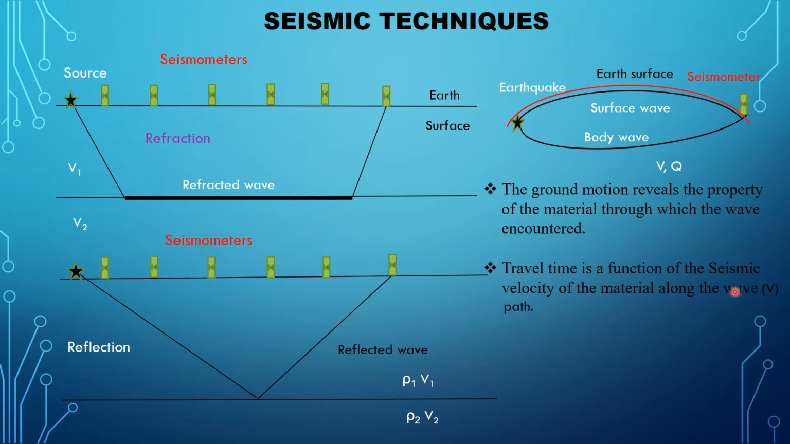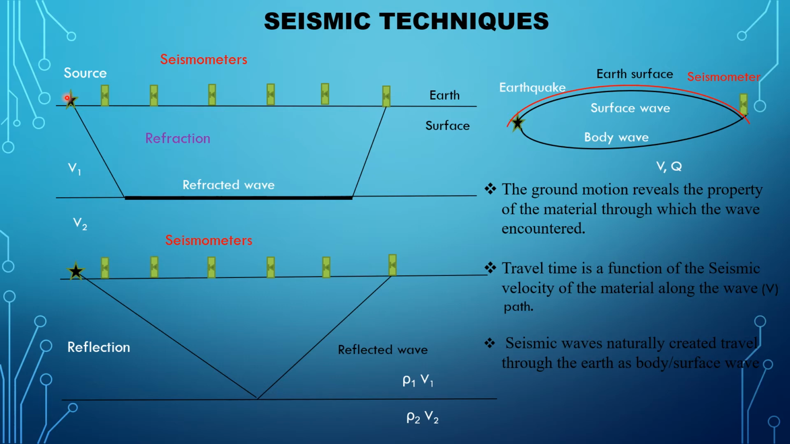Now there are seismic waves naturally created. When the seismic waves are naturally created, they travel as body waves or surface waves. Surface waves travel along the surface, and body waves travel within the body. The names themselves characterize them. And you can see that the seismometers are placed.